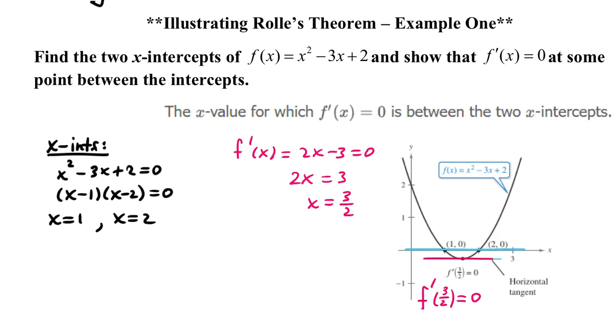And when I take the first derivative of my function, I get 2x minus 3. That first derivative is 0 when 2x equals 3, which means x has to be 3 halves. And let's go back to the graph. If I look at the derivative at 3 halves, sure enough, it's 0. I've got a horizontal tangent line.